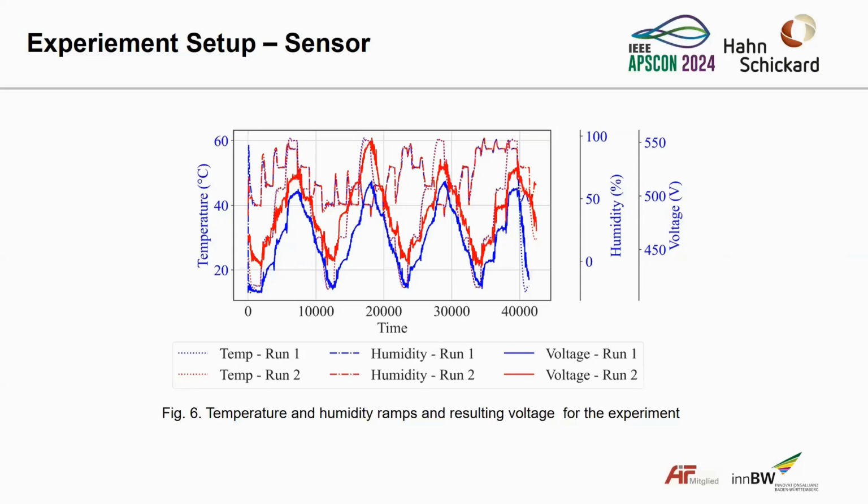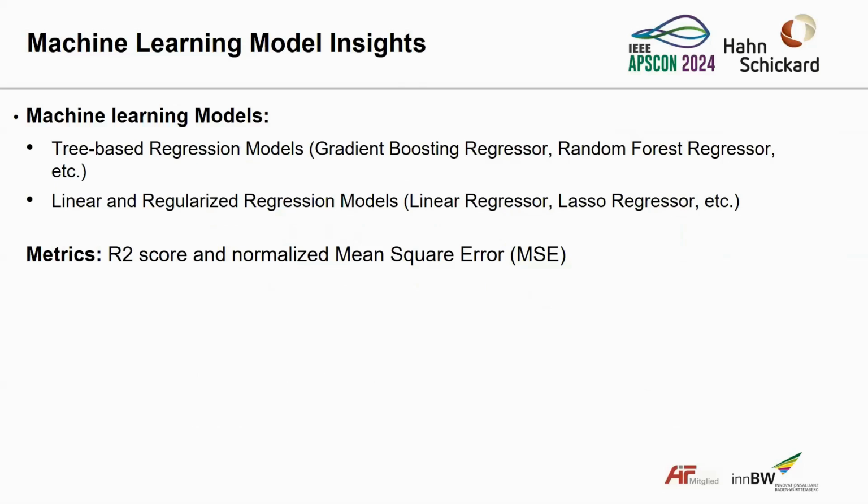So these are for the experiments where we vary temperature and humidity. For the machine learning model, we use two kinds of regression models. One is tree-based regression, such as gradient boost regression and random forest regressor. Then we also use linear regularized regression models, for example, a linear regressor and a lasso regressor. The metrics we chose to use were R2 score and normalized mean square error.